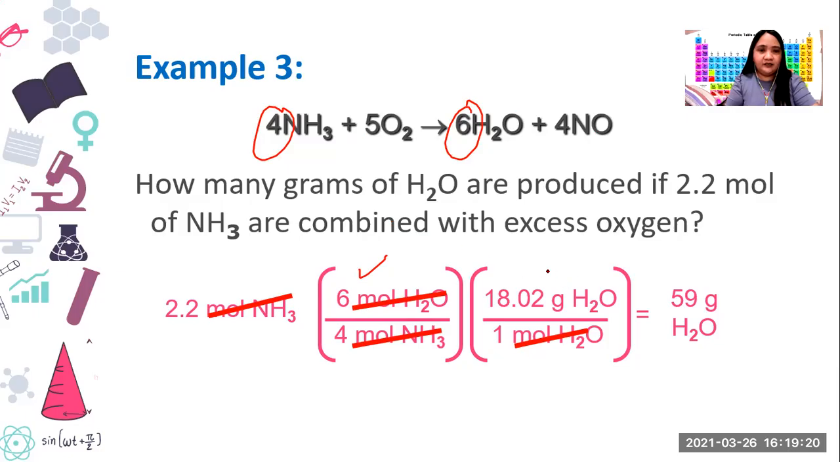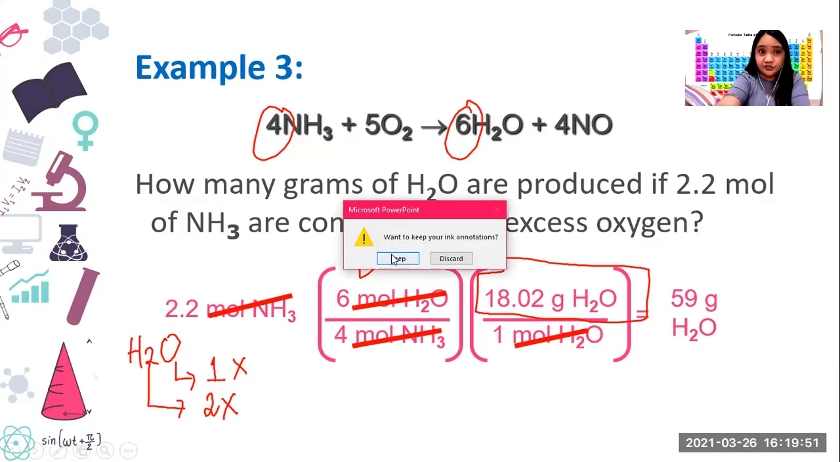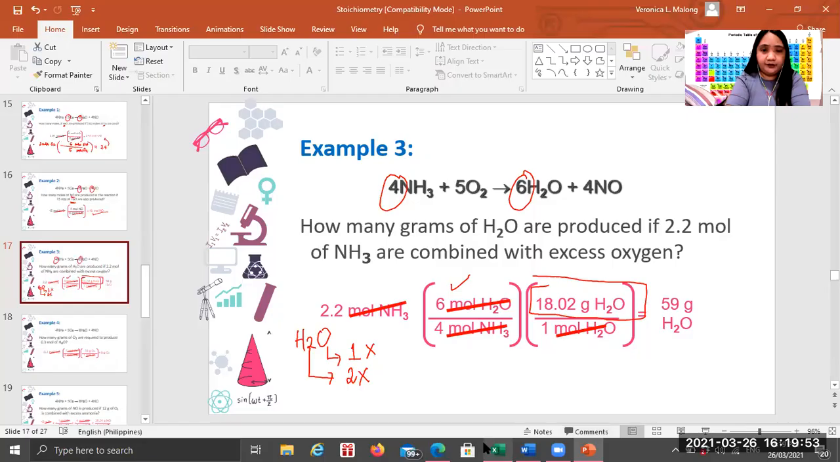And then where did I get 18.02 grams of water? I get it as this smaller mass. So let's check, let's validate. How did we get 18.02? It's coming from the periodic table. So oxygen and then hydrogen. You have 2 hydrogen atoms and then you have 1 oxygen atom times. You go to your periodic table. Let's check the masses. Okay, let's open a periodic table.